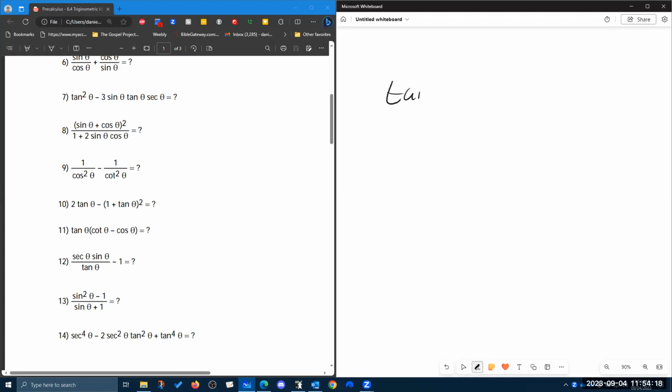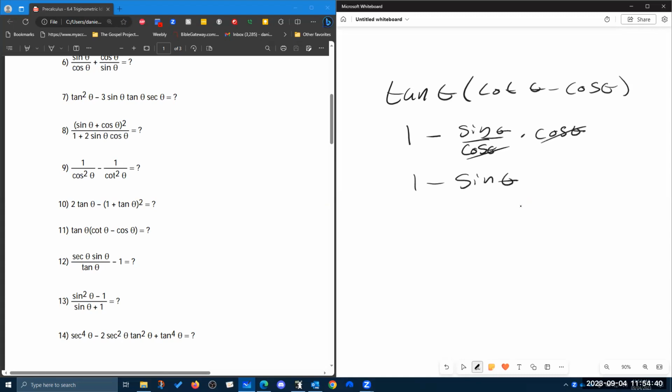We have tan theta, it's cotangent theta minus cosine of theta. It's going to be 1 minus, and then this is going to be sine over cosine times cosine. Cosines will cancel. It's going to give me 1 minus sine.